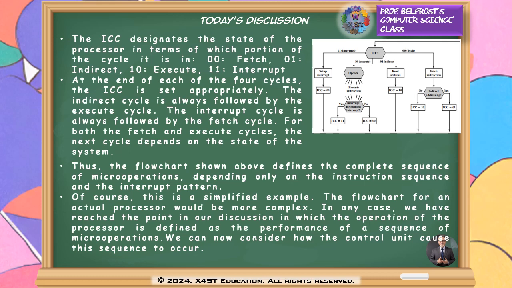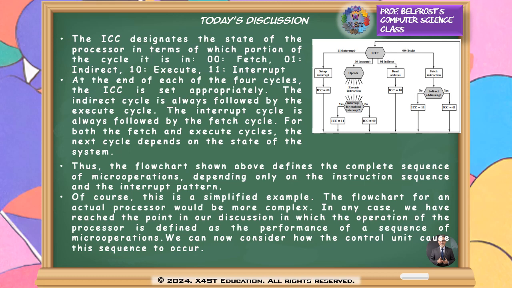The interrupt cycle is always followed by the fetch cycle, and for both the fetch and execute cycle, the next cycle depends on the state of the system. Thus, the flow chart given defines the complete sequence of microoperations depending on the instruction sequence and interrupt pattern. Of course, this is a simplified example again. The flowchart for an actual processor would be much more complex.